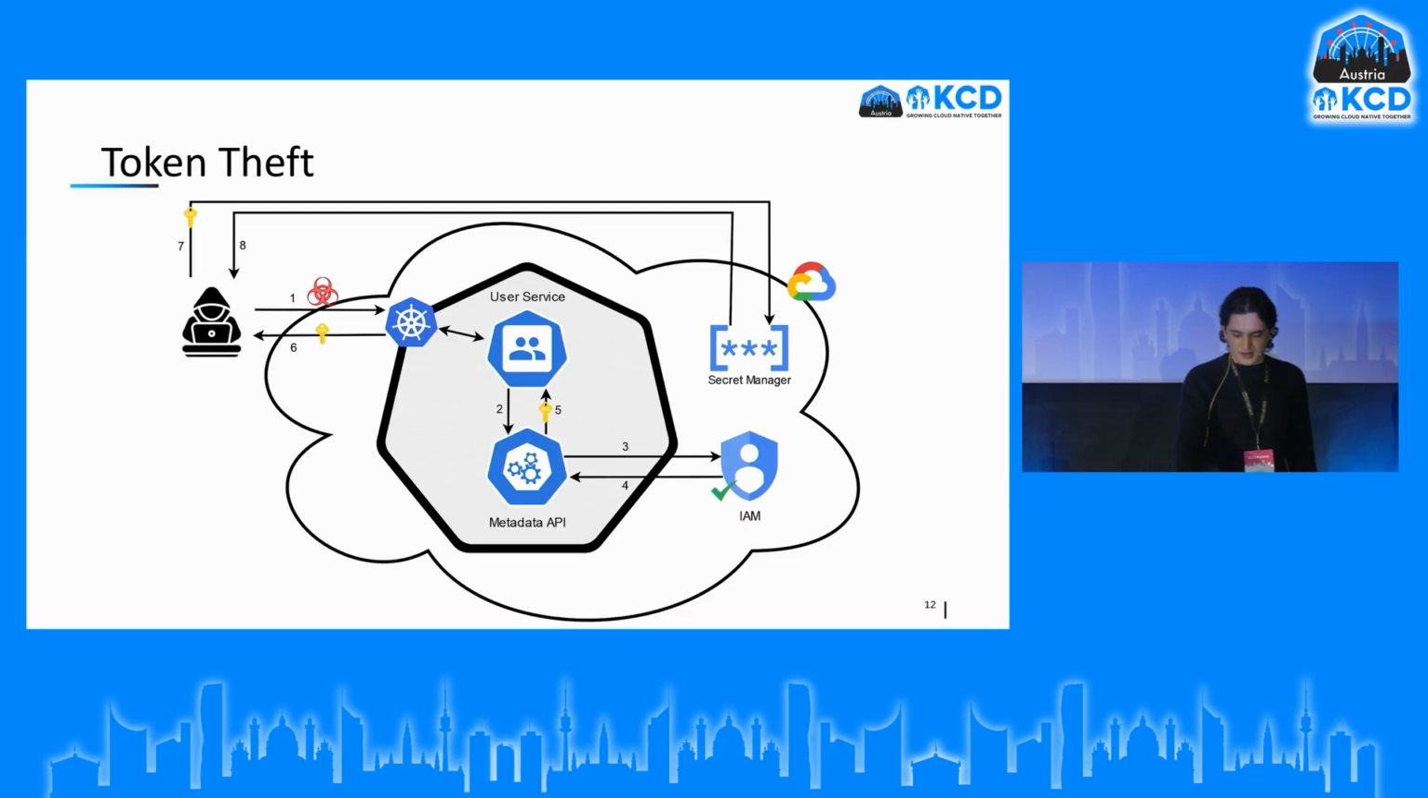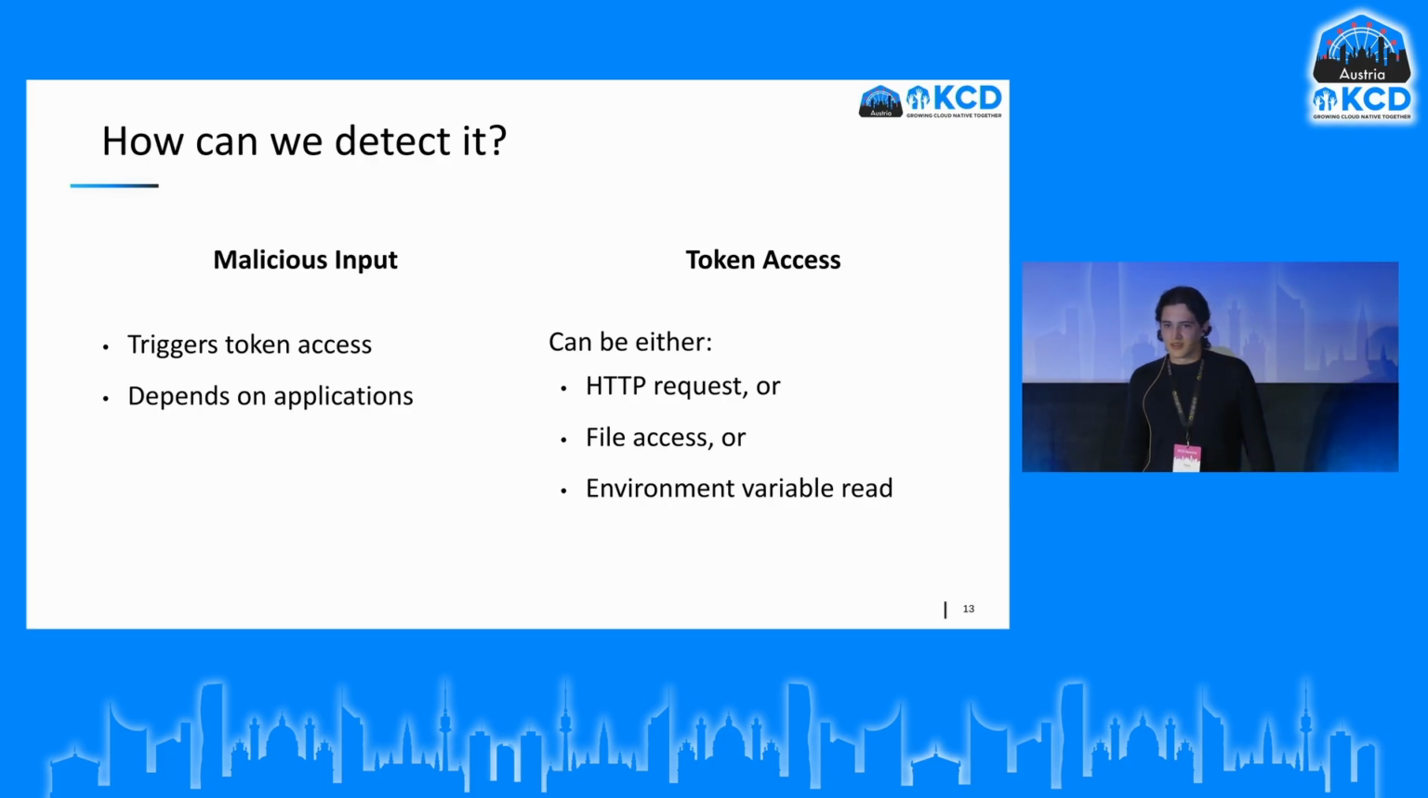And now we obviously want to do something about this. And in order to do something about this, we have to catch the token theft, because after that, we're kind of in the dark. So how can we detect such a token theft? We always have to find two things. We have to have a malicious user input, which triggers the token access, and it looks completely different based on which applications you have deployed in your cluster. And the second part is a valid token request, which generated or accessed the token.